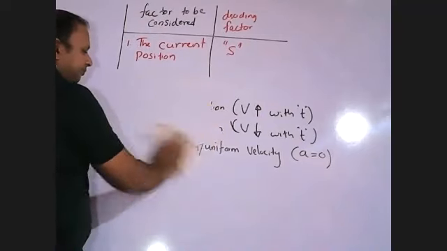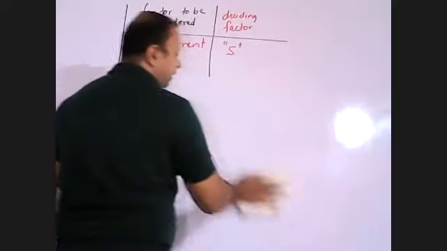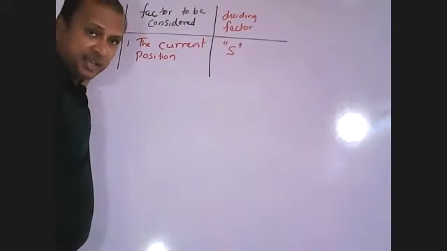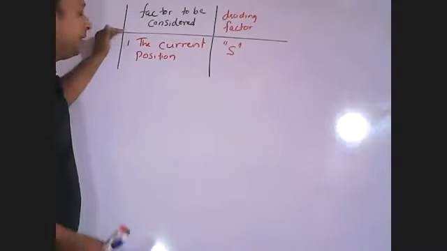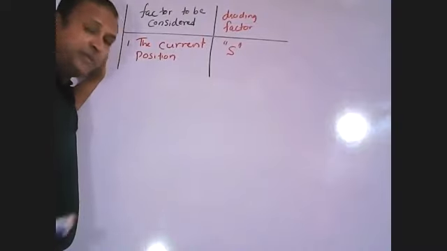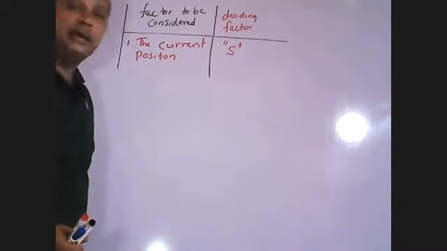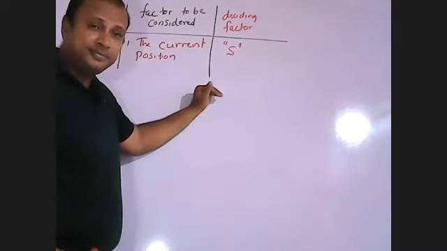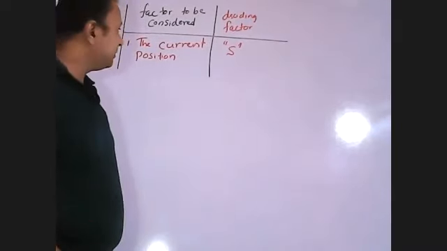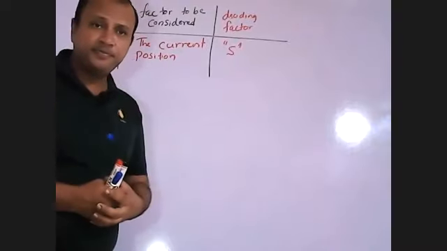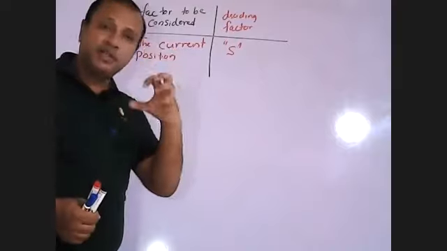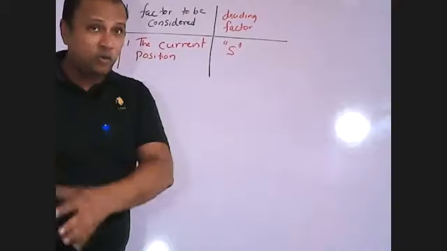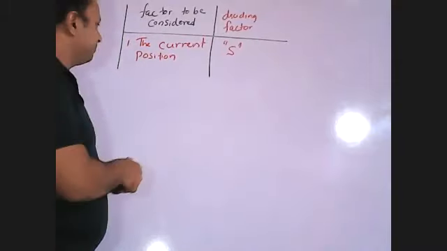Okay, now I can summarize all the things. So what are the factors to be considered when describing linear motion? The first one is the current position. The deciding factor of current position is displacement, no? If the displacement is positive, the current position will be on the positive side. If it is negative, the current position will be on the negative side. That is the first one.